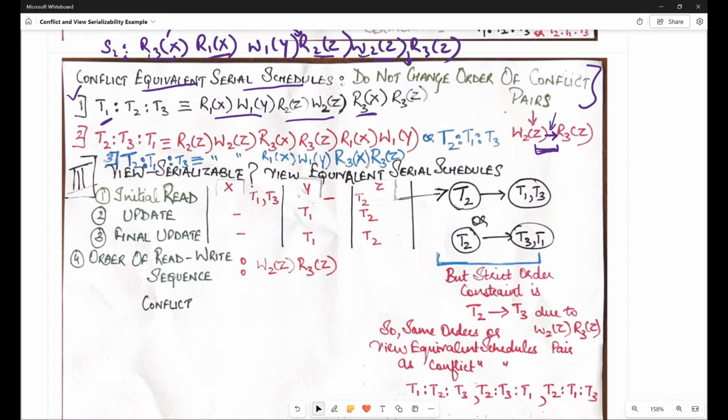First of all, we form a table in this manner, and for each item we check initial read, update and final update. Also, an important thing is that whatever order you form, you have to obey the order of the read write sequence where the conflicts are occurring, that is, the read write sequence of the same item performed by two different transactions, which is the definition of a conflict pair.